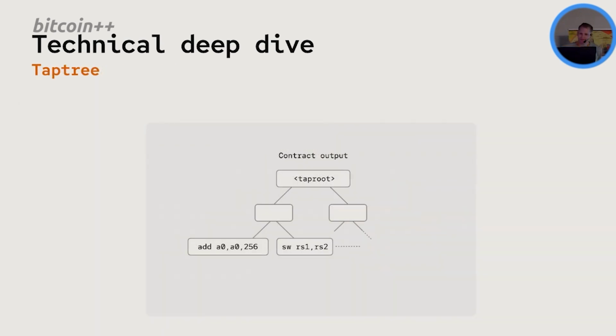When that is done, we're going to take all the scripts for all those lines in the assembly file, and then we're going to add them as scripts in a tap tree. Then we're going to assemble the tap tree, and that's what goes on-chain.